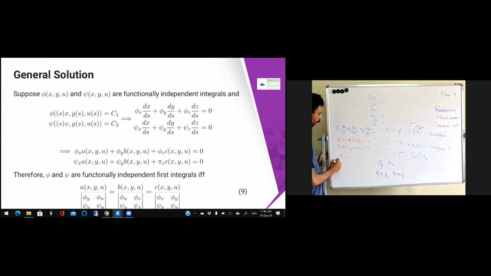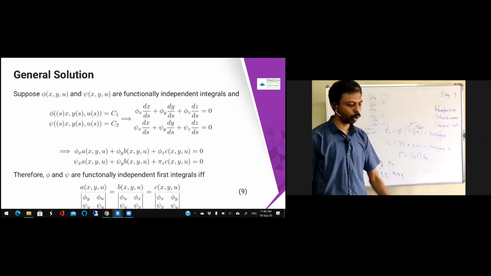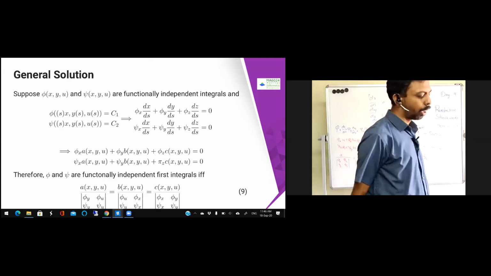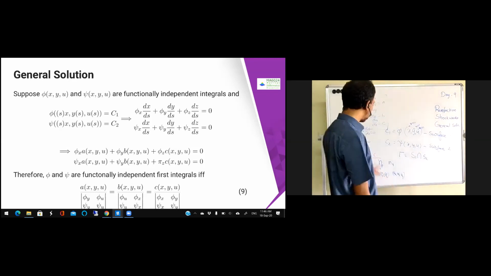To solve it, we are just trying to solve this. You just take pi y, pi u, psi y, psi u. Similarly for the other one, you forget about this row and take pi x, pi u, psi x, psi u. Similarly for c. This is nothing but our Cramer's rule which we are trying to solve. This is going to be functionally independent if and only if these are functionally independent first integrals, if and only if this is satisfied. It means you are trying to solve this system.